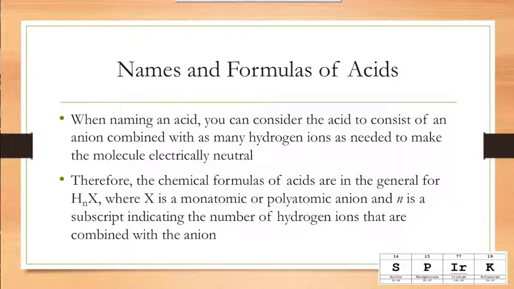Therefore, the chemical formulas of acids are in the general form H subscript n, that's going to tell us how many H's we have, X, where X is a monatomic or polyatomic anion, and n is a subscript indicating the number of hydrogen ions that are combined with the anion.